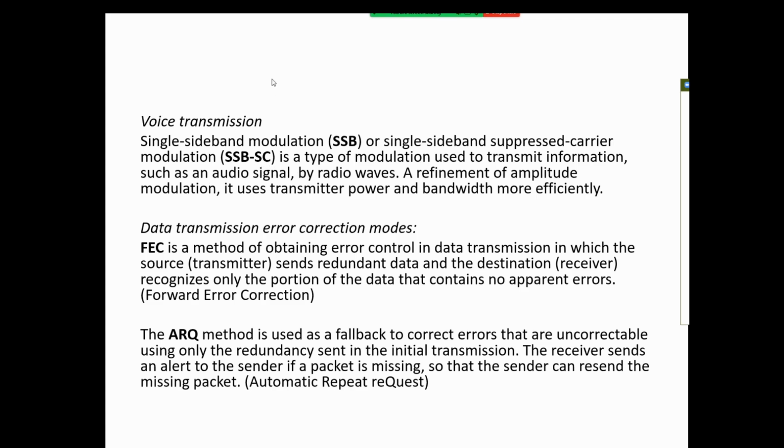It's a type of modulation that is used to transmit information such as an audio signal, like voice, by radio waves. A refinement of amplitude modulation, it uses transmitter power and bandwidth more efficiently. Instead of transmitting on the whole band, basically it takes the center band, which is the carrier wave, and it only operates on one side or the other. And in this case, I believe it's upper sideband as opposed to the lower sideband. I think you get exposed to that a little bit in chapter 4.